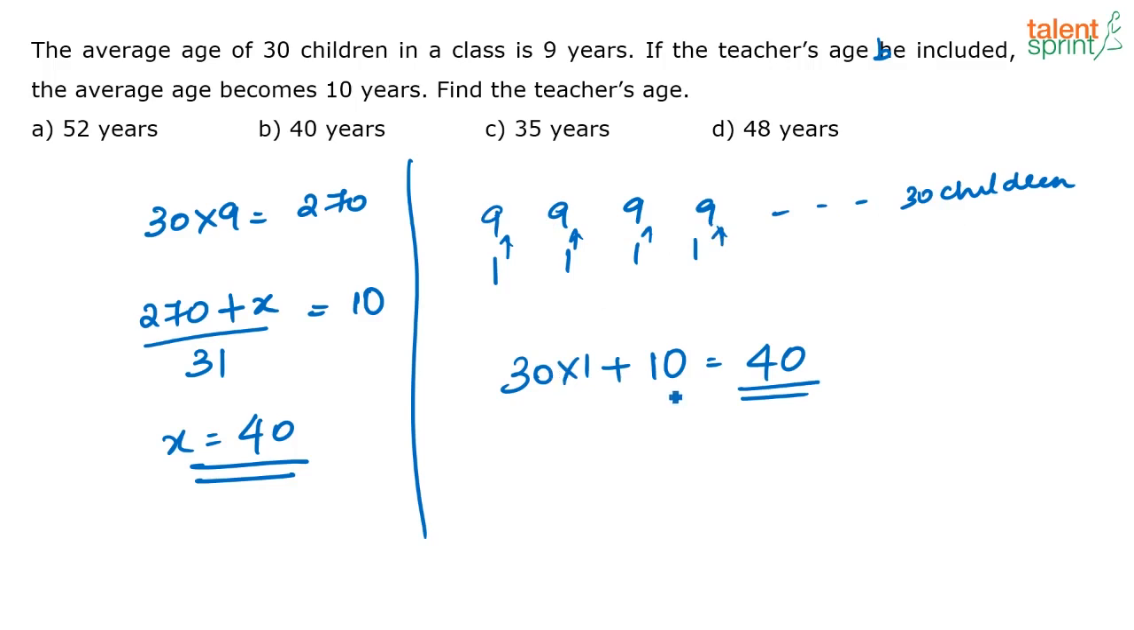Then what is the teacher's average age? That is also equal to 10, right? Because now the group's average age is 10 years. So what was the actual age of the teacher? 30 into 1 plus 10, that is equal to 40. So this way you will be able to arrive at the answer in one step.